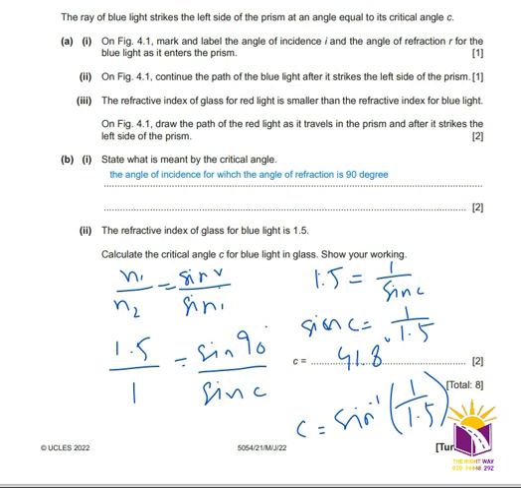Or you can use the general formula n is equal to 1 over sine c, which is mostly used for finding the critical angle, where n is the refractive index of glass, which is equal to 1.5, and c is the critical angle.